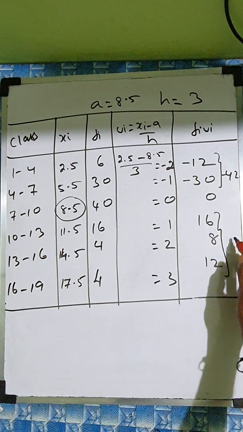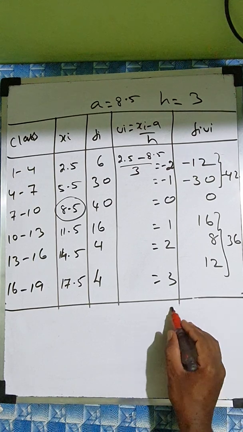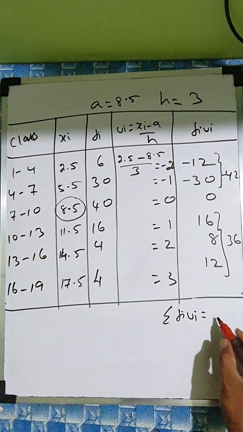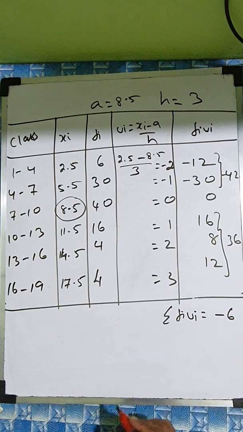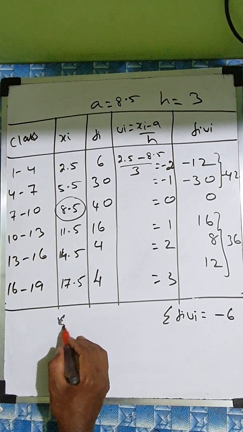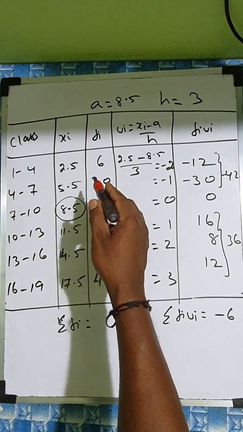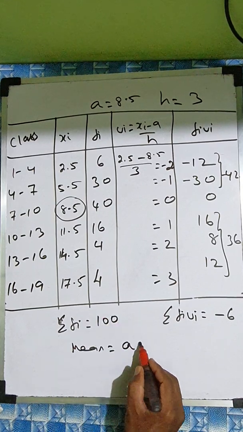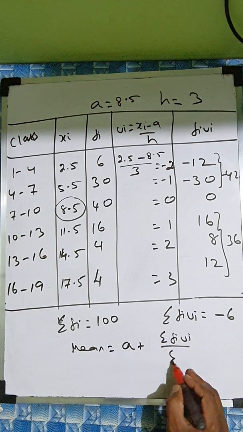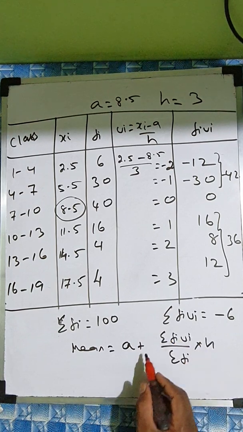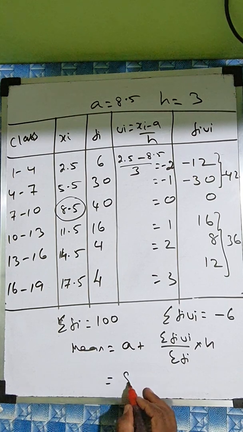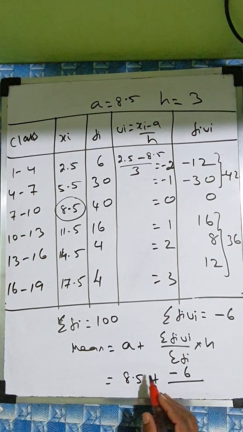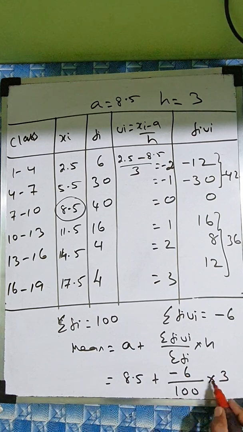16 plus 8 is 24, and 36. Okay, so sigma fi ui equals 36 minus 42. If you subtract, we'll get minus 6. And this total is sigma fi. Sigma fi total is how much here? Total is 100. Therefore mean equals the formula A plus sigma fi ui by sigma fi into h. So A is 8.5 plus minus 6 by sigma fi, which is 100, into h, which is 3.